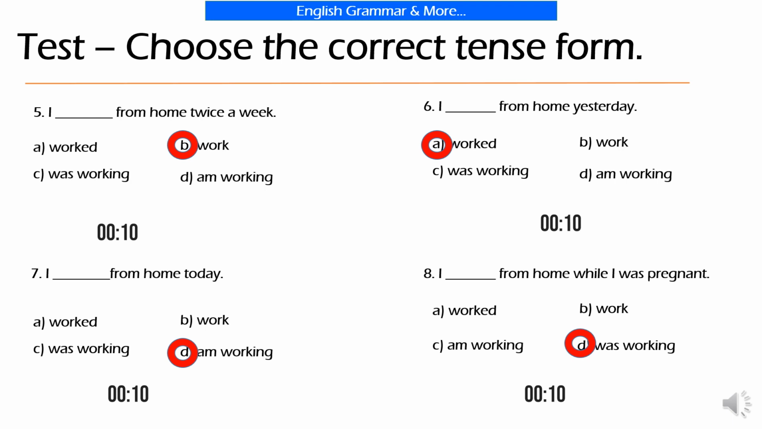The correct answer is D. I was working from home while I was pregnant. Here we chose the past continuous tense form because here we are talking about an action that continued for a period in the past, as it is indicated by the clause in this sentence, while I was pregnant.